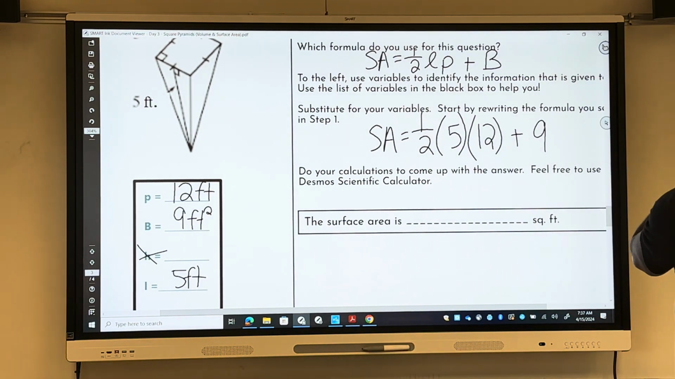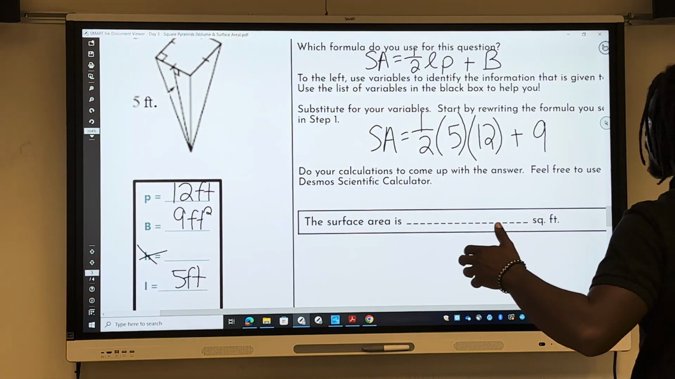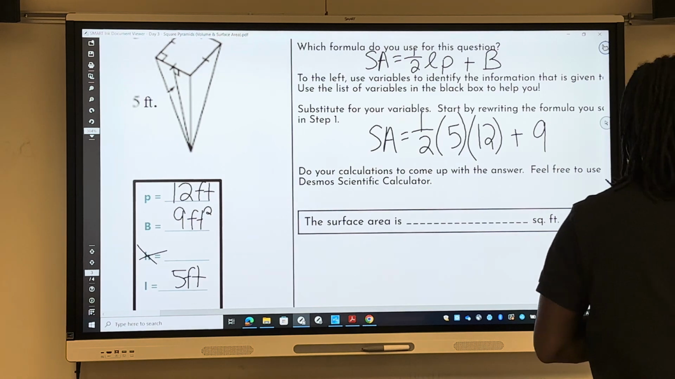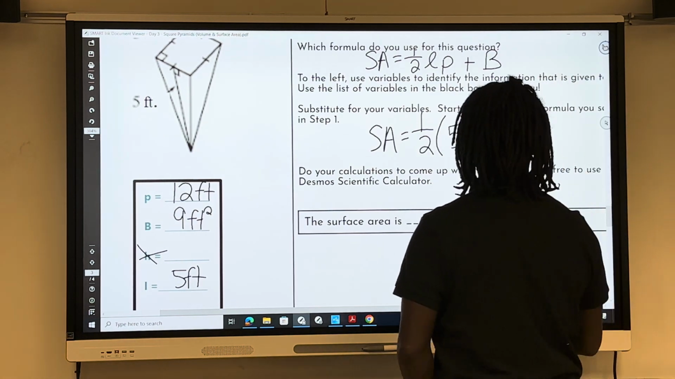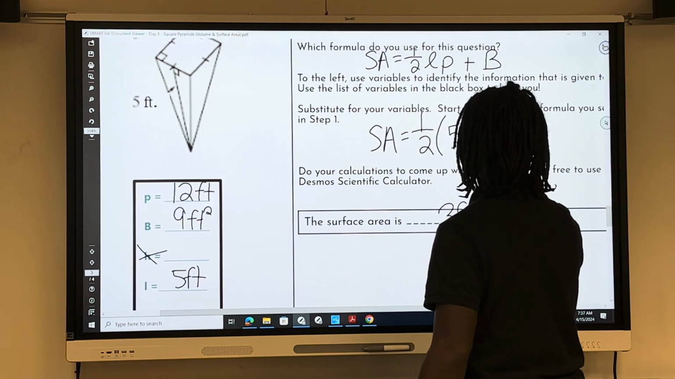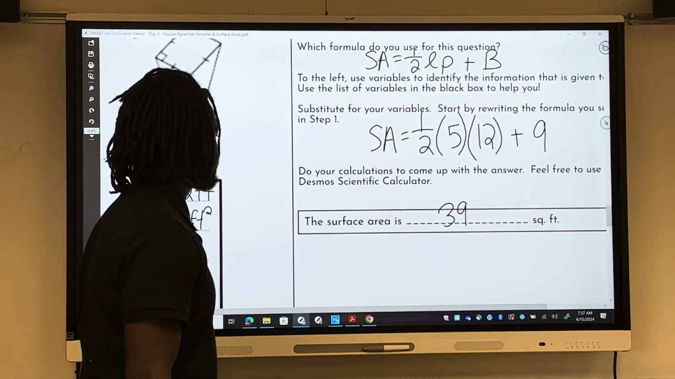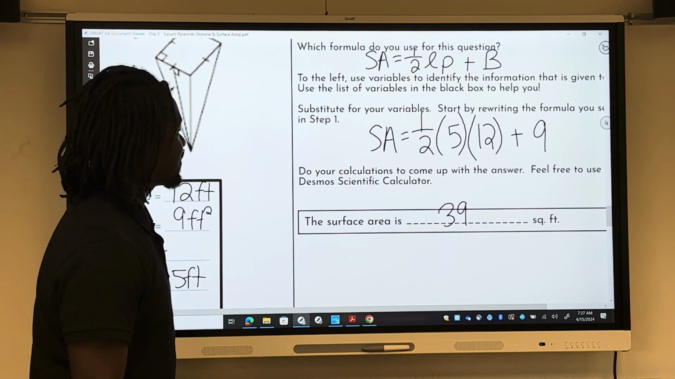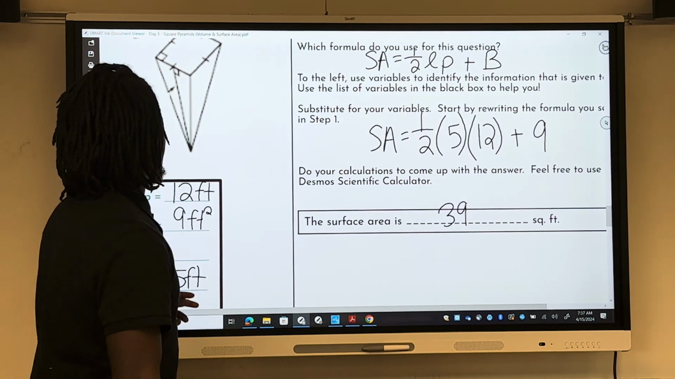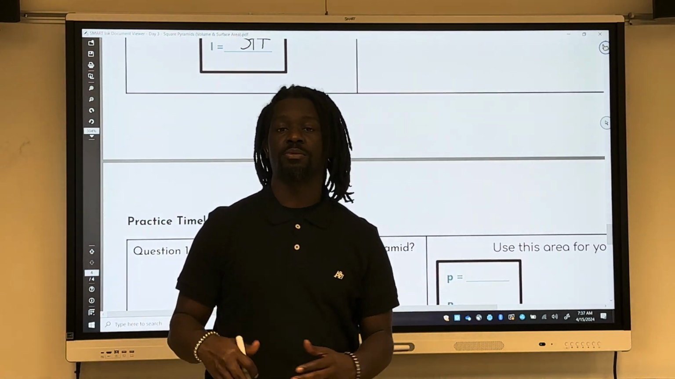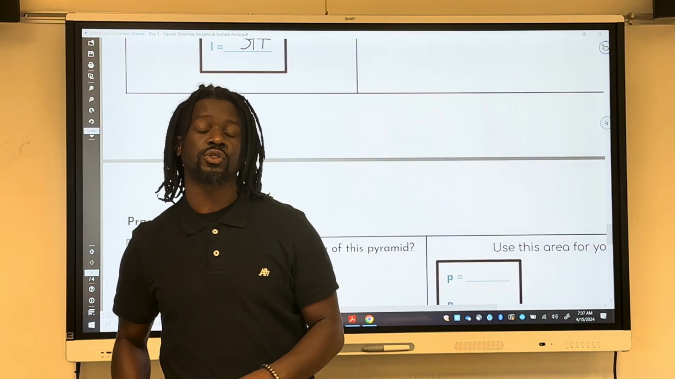And so then I'm going to evaluate this expression, enter it into Desmos, and when I do so, I am going to get 39 square feet as my surface area. All right, 39 square feet. All right, guys, that's it. That is how you determine the surface area of a square pyramid.